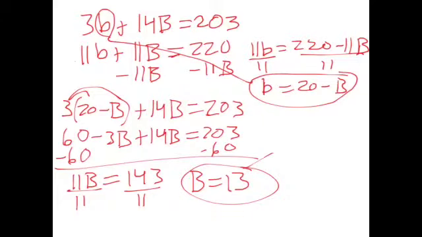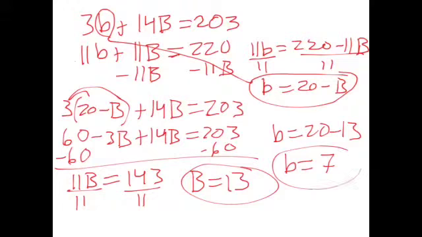And I can take that 13 and plug it into my equation where I solved for little b. That's going to make little b equal to 20 minus 13. So little b is equal to 7. So the cost of the big boxes is $13, and the cost of the small boxes is $7.